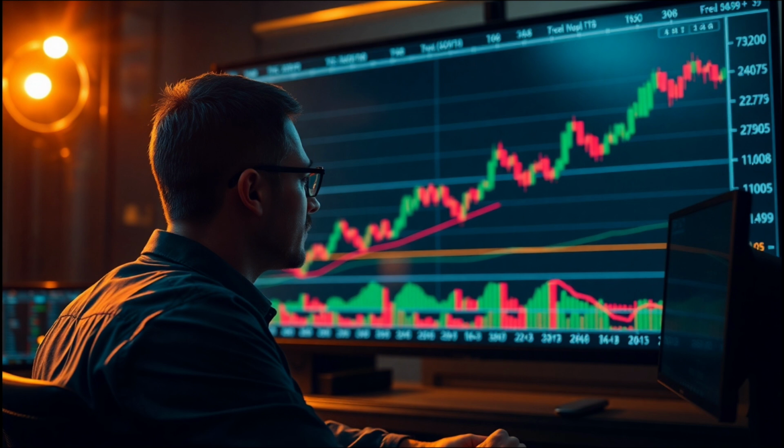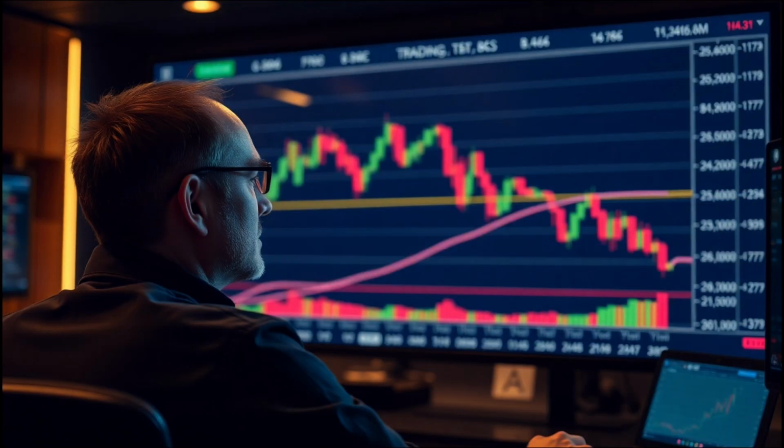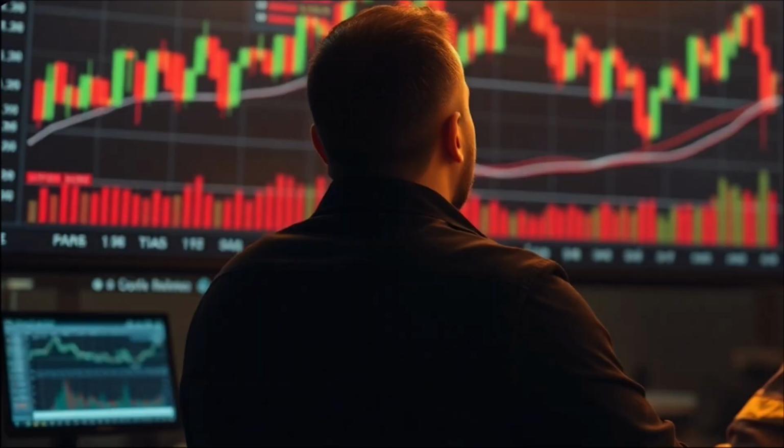So here's the challenge for you. The next time you open your chart, don't touch your indicators. Don't even think about entry signals. First, read the market structure. Ask yourself, who's in control? Where are we in the story? And where is the next high probability move likely to happen? That one habit can transform your trading forever.